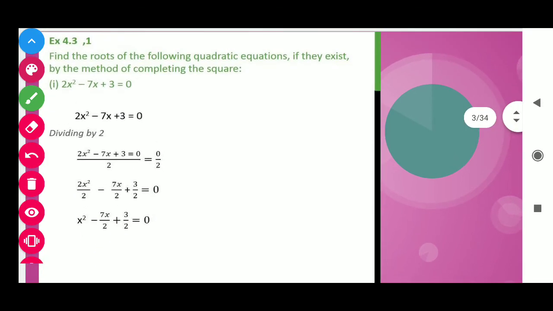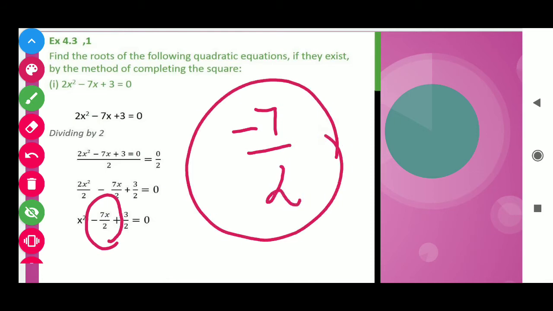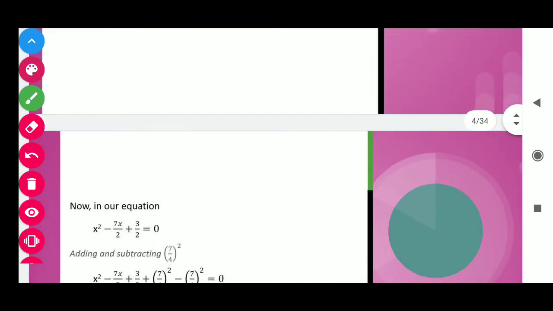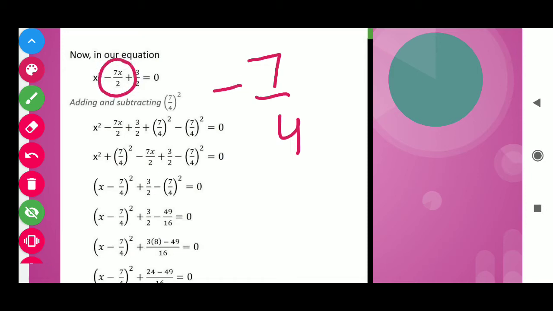Now students, second step is coefficient of x is -7 over 2. You can see here coefficient of x is -7 over 2 and you have to do half of this number. So students, for making the half you have to divide with 2. In this way you get -7 over 4. Now students, you can see here we have the equation and half of coefficient of x is -7 over 4.